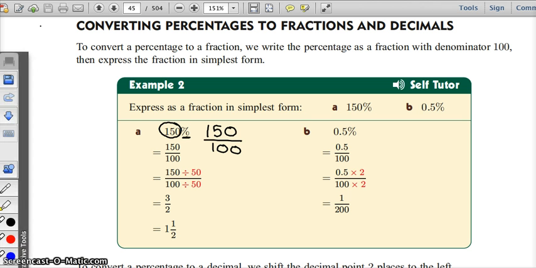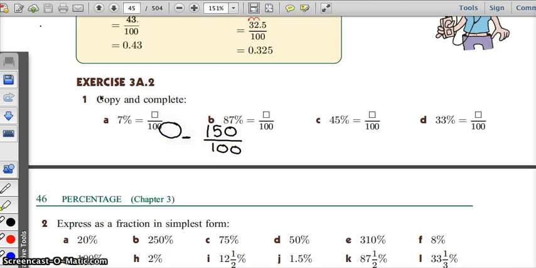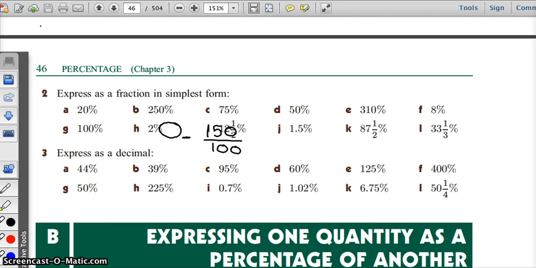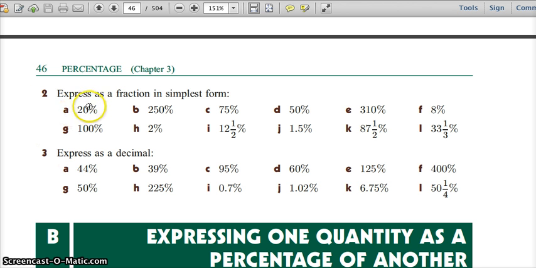Let me go through one that might make things a little bit easier for you. Let's start here at 20%. So what they're asking is express the fraction in the simplest form. Now this is where you need to know your multiplication, all right, your times tables. If you don't, have your calculator alongside you.